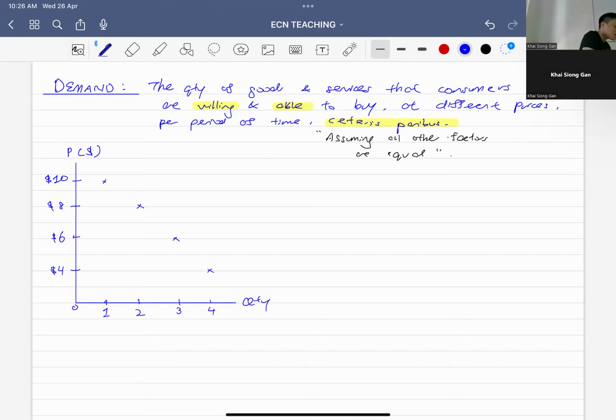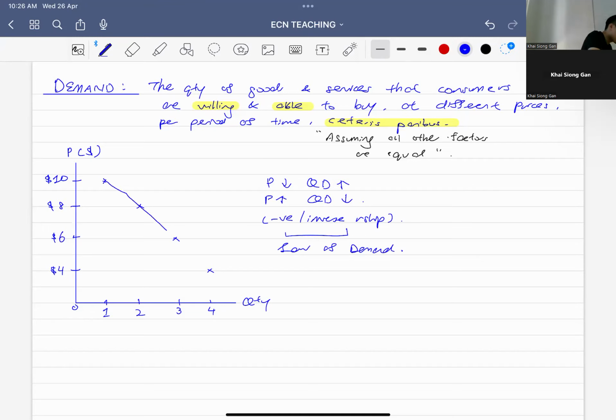What you can see over here is, the lower the price, the higher the quantity demanded. The higher the price, the lower the quantity demanded. So you can see there is a negative relationship, or inverse relationship, between the price and the quantity demanded. We call this the law of demand. Therefore, the graph itself will be a downward sloping graph like this.